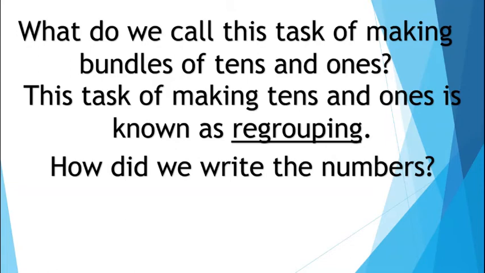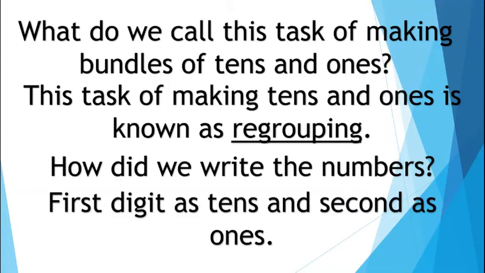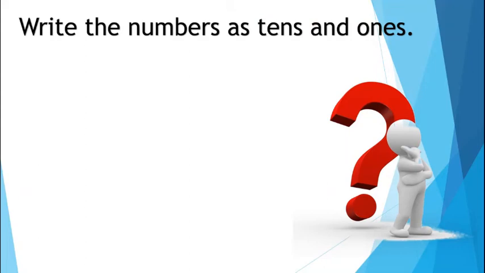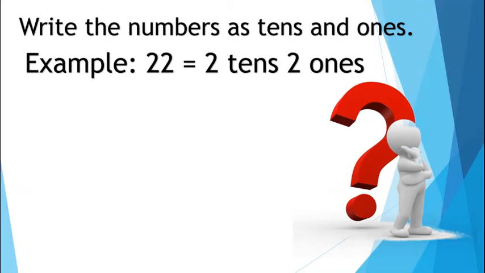So how do we write the numbers? Always remember that the first digit that we need to write is your tens, and the second digit is your ones. Again, the first digit is your tens and the second is your ones. So let's have a higher-level thinking activity. Write the numbers as tens and ones. Example, 22. So what are the tens and ones of 22? Very good. That is 2 tens, 2 ones.